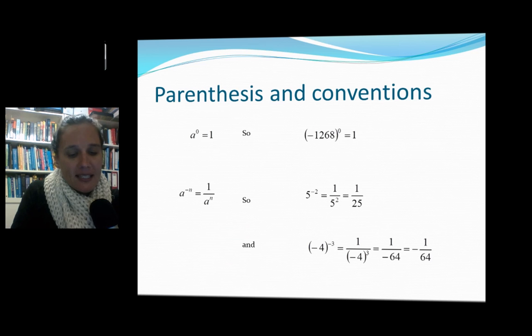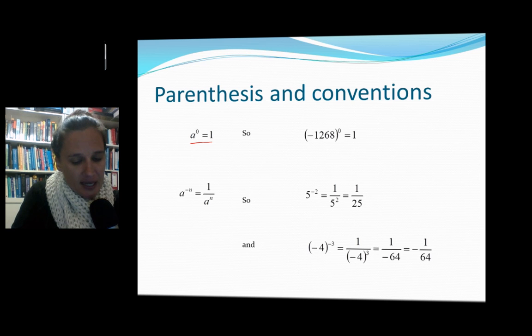The next thing we're going to look at is the power of 0. Anything to the power of 0 is equal to 1. So they've said here a to the power of 0 is equal to 1. We're going to put anything here in our bracket: -1268 to the power of 0 is equal to 1. Anything to the power of 0 is 1.